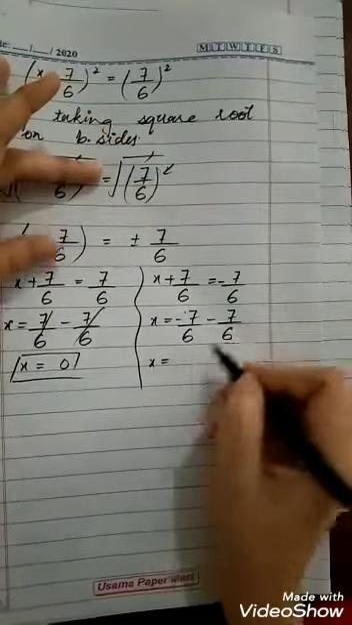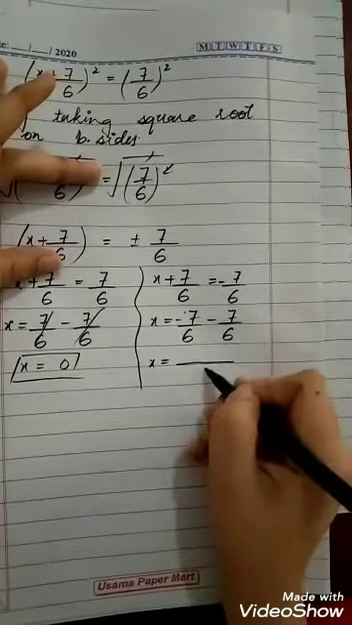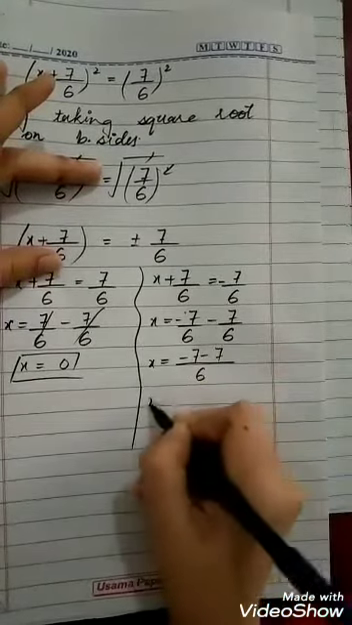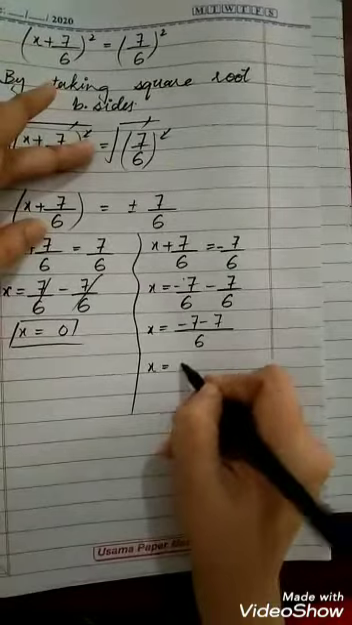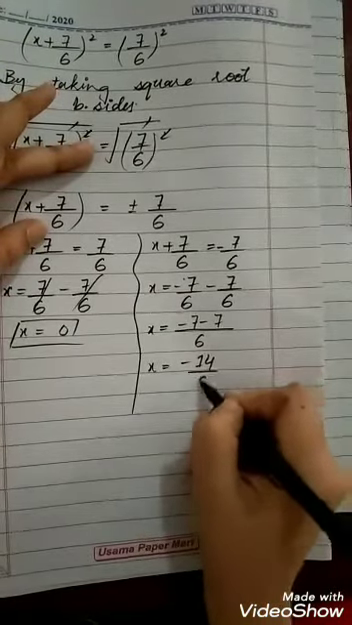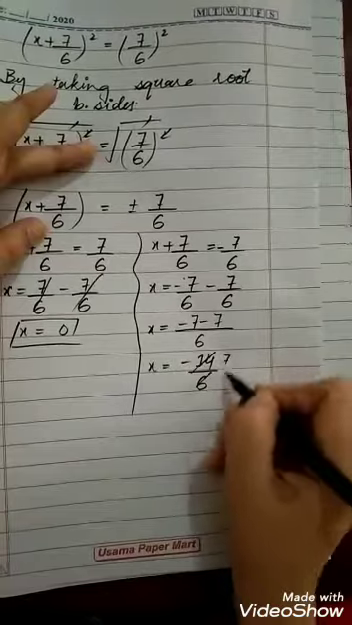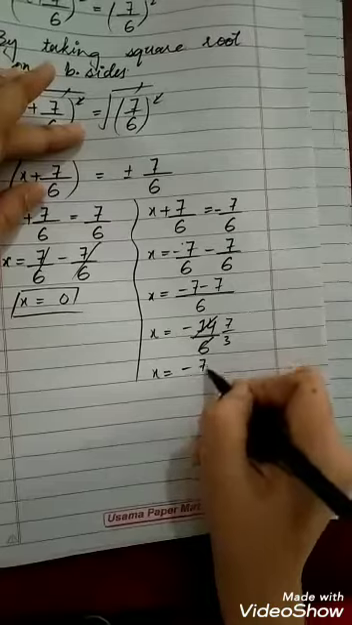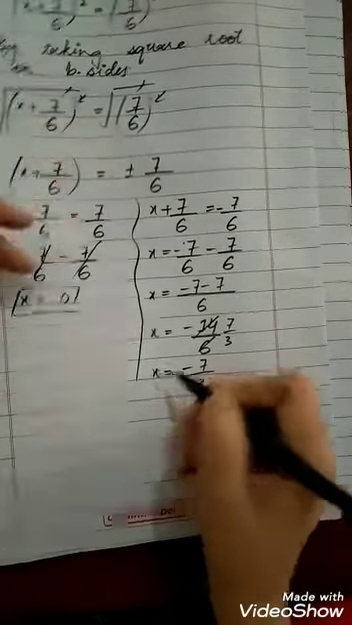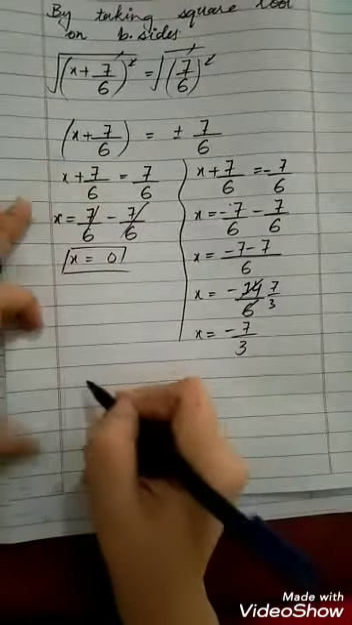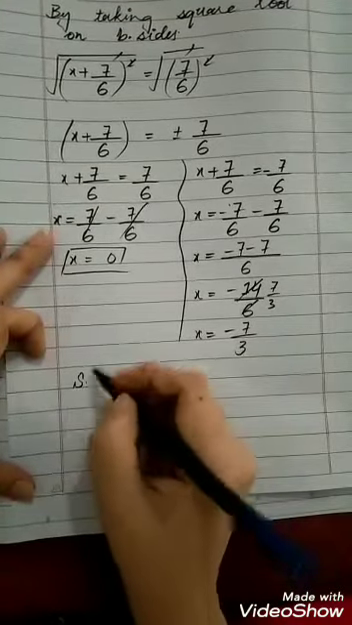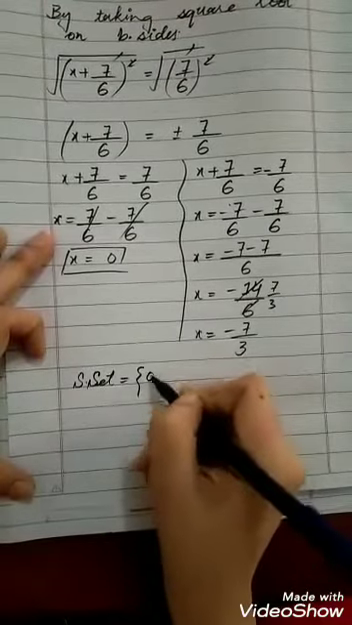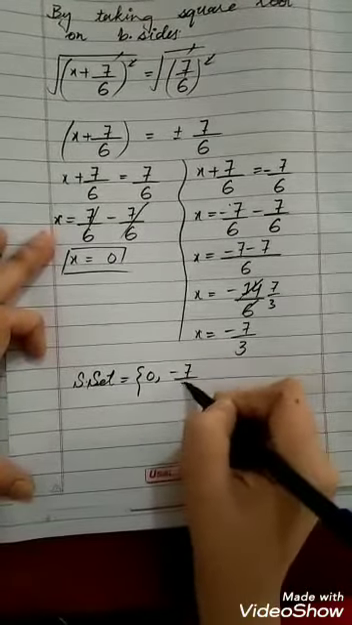So x is equal to, taking LCM 6, minus 7 minus 7, so x is equal to minus 14 by 6, 2 sevens are 14 and 2 threes are 6, we got minus 7 by 3, that is the x value. So what is our solution set? The solution set is 0 and minus 7 by 3.